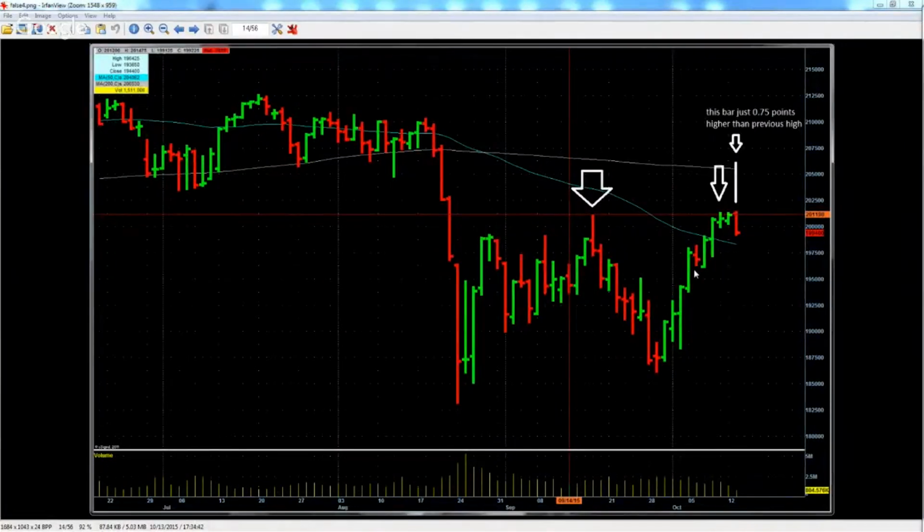It's a previous picture, but just in a, I'm sorry, not the previous picture. This is the S&P. Take a look. This bar is just 0.75 points higher than the previous high. You see? That's what it is. So it's a FAR retest. You see, from September to October, it's been 1 month. See? And it's a very FAR retest.